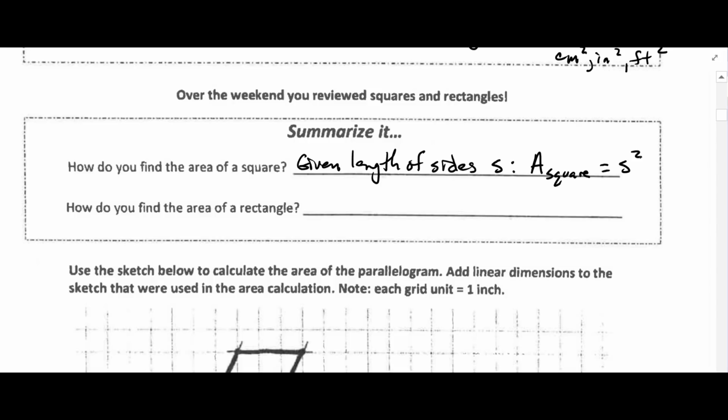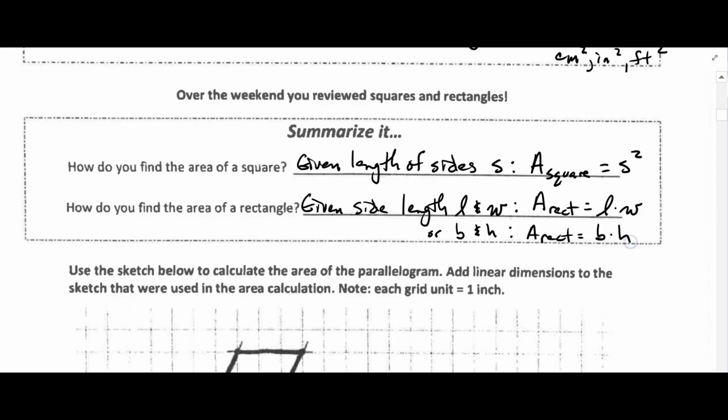And then how do you find the area of a rectangle? Given side lengths L and W for length and width. We could also use base and height, or B and H. Then the area of the rectangle would just be length times width, or if we use the other variables, the area of the rectangle would be base times height. Again, the variables we use really aren't that important. It's just using whichever you're comfortable with.